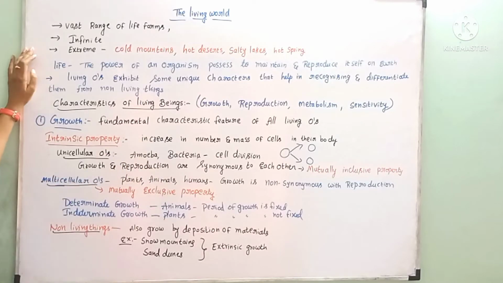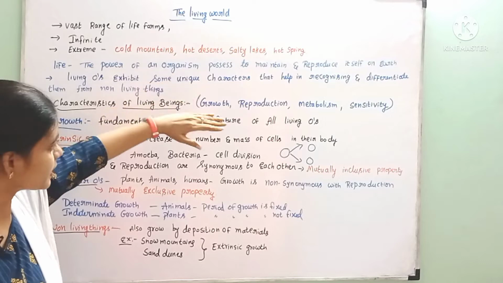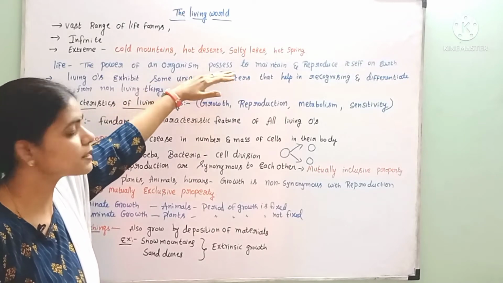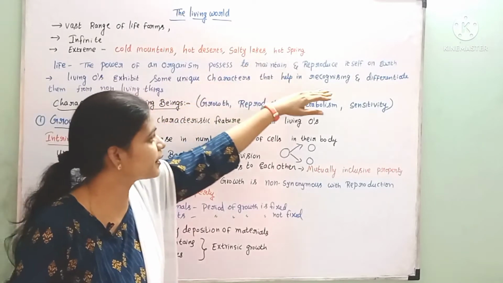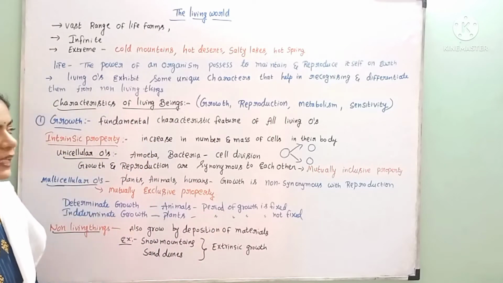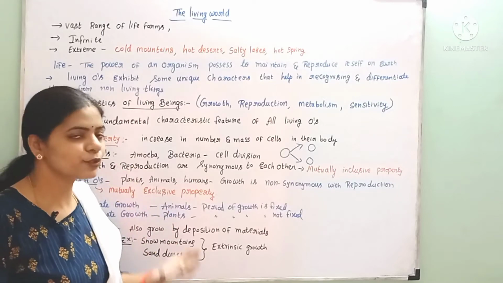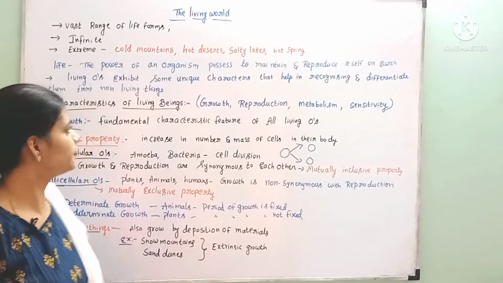What is the meaning of life? What is the definition of life? In technical terms, life can be defined as the power of an organism to maintain and reproduce itself on earth. By means of reproduction only, life proceeds forward, right? If there is no reproduction, life will end.